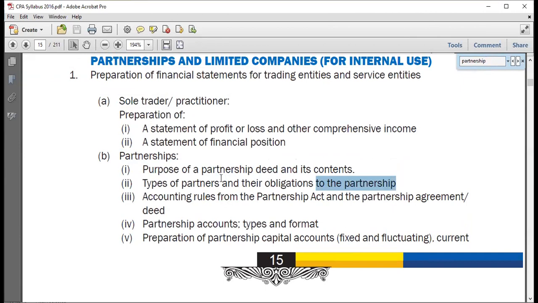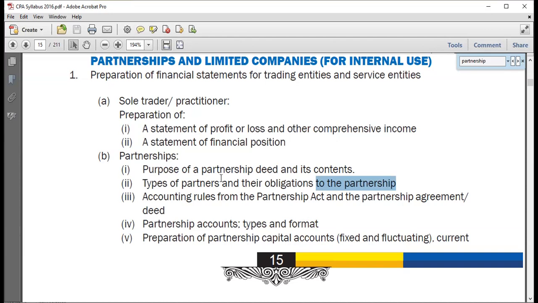Now, types of partners, we have active partners. Okay, we have active partners. We have, of course, dormant partners. Okay, we have dormant partners. Of course, from the words active and dormant, you should be able to know that one of the partners is actively involved in the business, and one of the partners is dormant. So in terms of implication, the active partners definitely take what? Take a salary, okay? Because they contribute to the business.